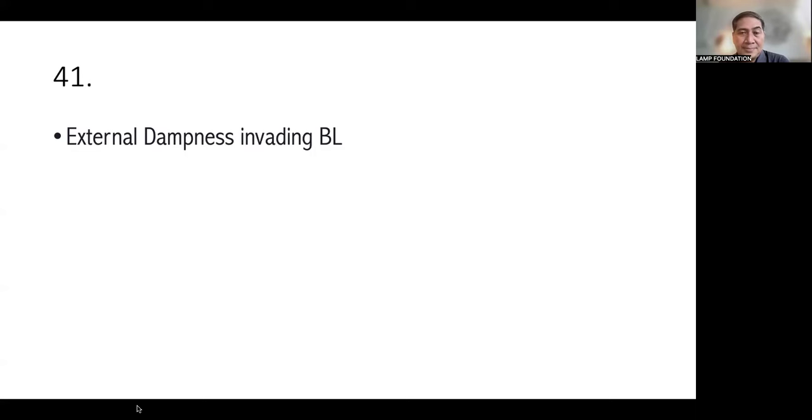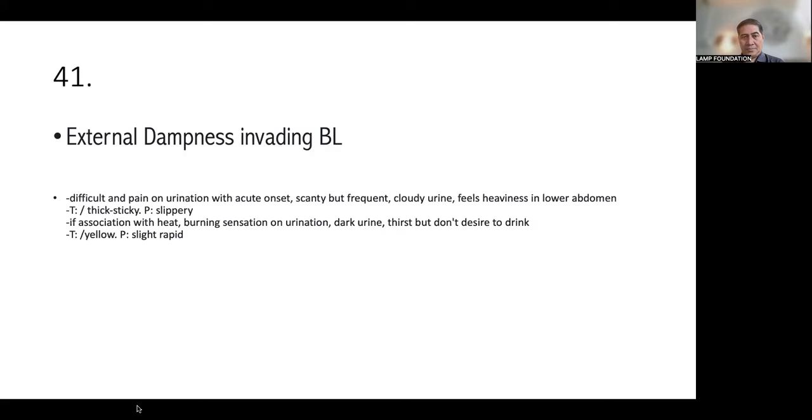Difficult and painful urination with acute onset. Scanty but frequent cloudy urine. Feeling of heaviness in the lower abdomen. The tongue coating is thick and sticky. The pulse is slippery. If in association with heat: burning sensation on urination, dark urine, thirst but no desire to drink. The tongue is yellow, the pulse is slippery and rapid. Very good.